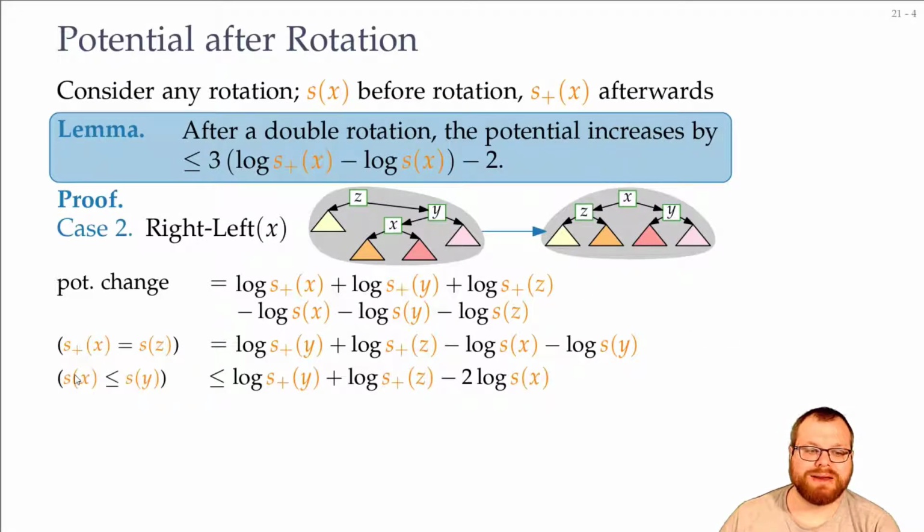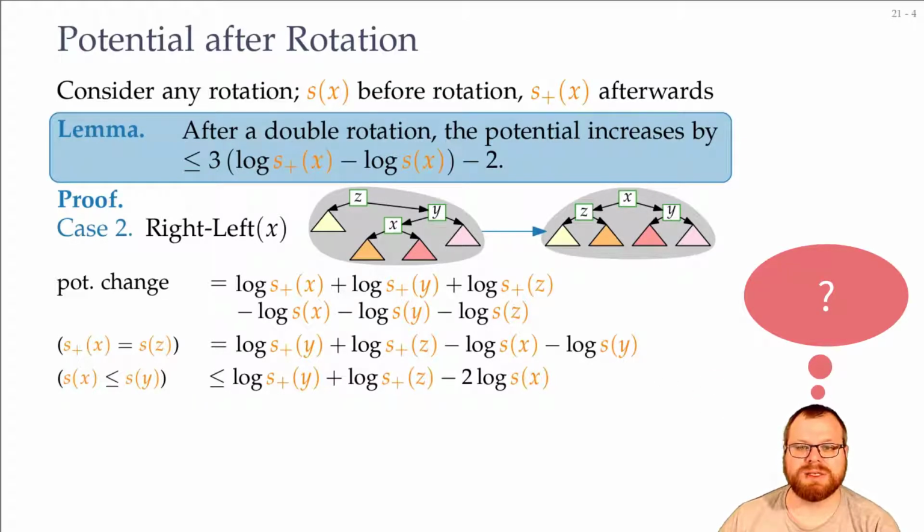We have again that the sum of weights of x is less than or equal to the sum of weights of y, so we can replace this by an x. But now how do we continue? Now we have a slightly different situation than before. Can you find something?